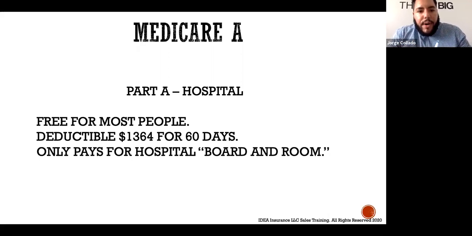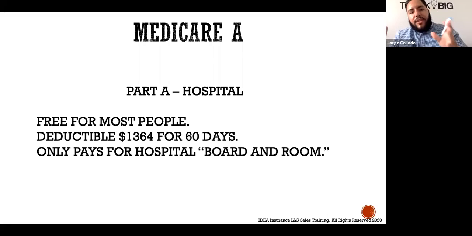They get Part A. Part A is free for most people. They get it automatically once they turn 65. Now, Part A has a deductible. A lot of people don't know that they have to pay a deductible if they're hospitalized, and Part A will cover hospital expenses, right? The deductible is $1,364, and that only covers 60 days of the stay.